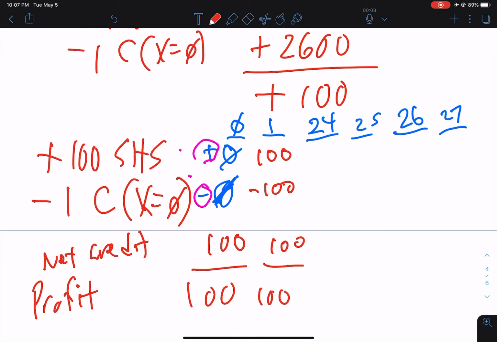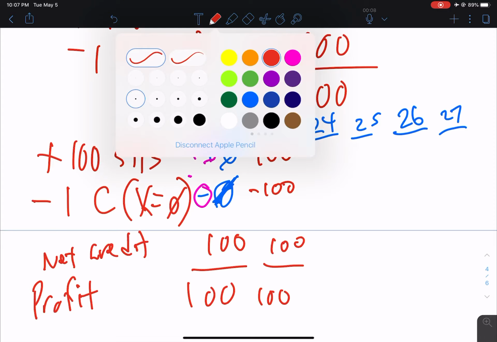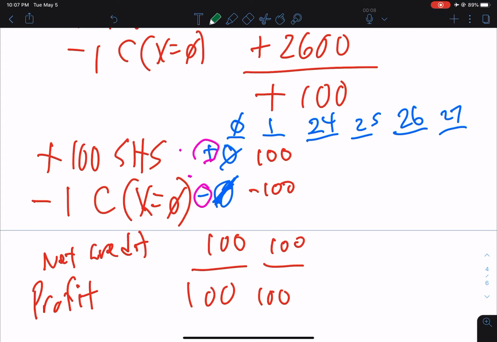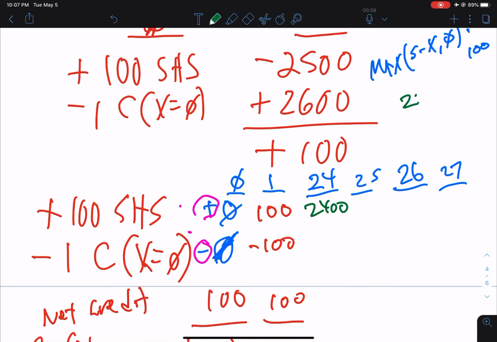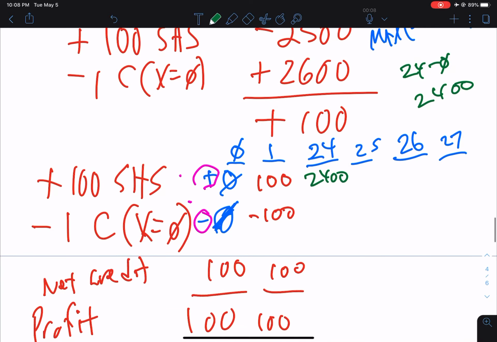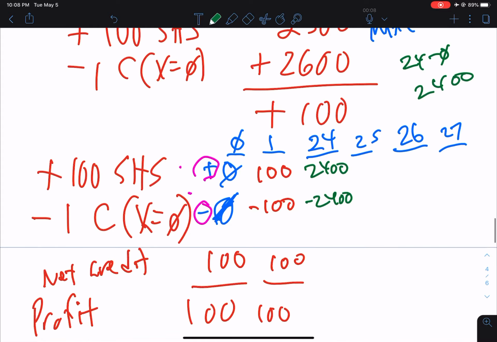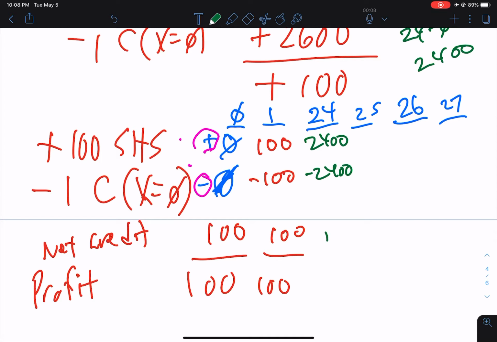What if stock price is 24 at option expiration? Well, then 100 shares are worth $2,400. And our short call, again, will be 24 minus 0. That's bigger than 0, so it's 24 times 100, or 2,400. That's what we have to pay to buy to close. We have to pay $2,400. These cancel out, but we still got this $100 here, so our profit's 100.